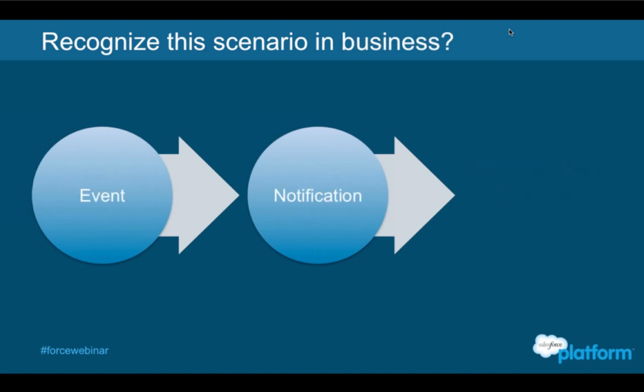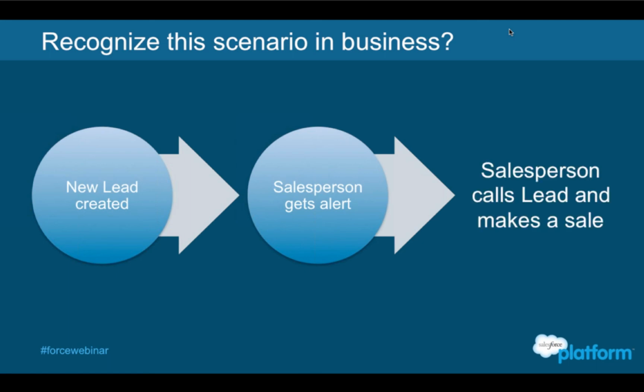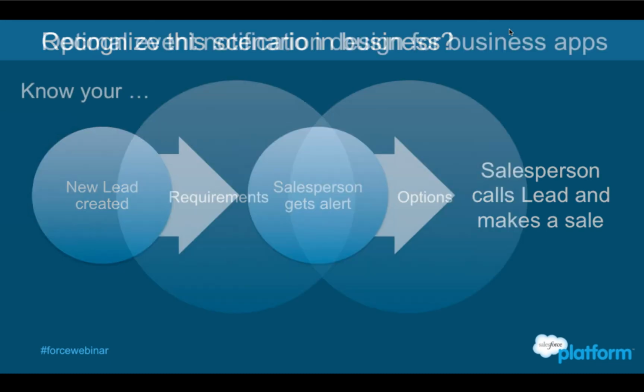Let's take that to business. We're going to have some kind of event. We're going to broadcast some kind of a notification. Because of that, we can kick off a workflow or a business process. So today, the example we're going to use is a new lead is created or fits some kind of a status, and we're going to make sure that a salesperson gets an alert. And because they're notified of that alert, the salesperson can make that call and make that sale.